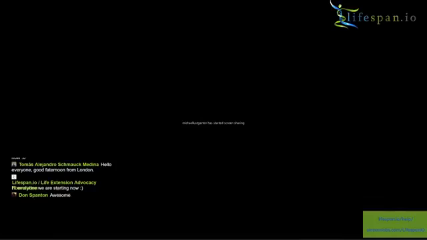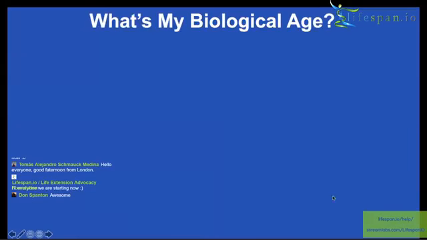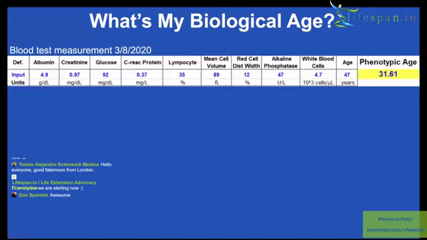So let's start with my biological age. This is my last blood test measurement, two months ago in March. After putting in all of my data, I come up with a phenotypic age of 31 years, 31.61 years.